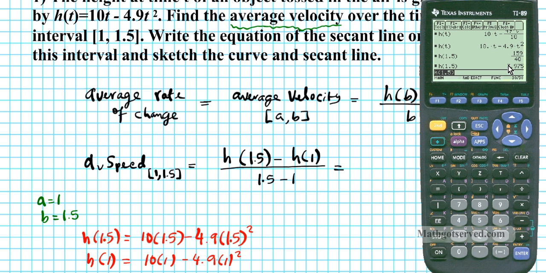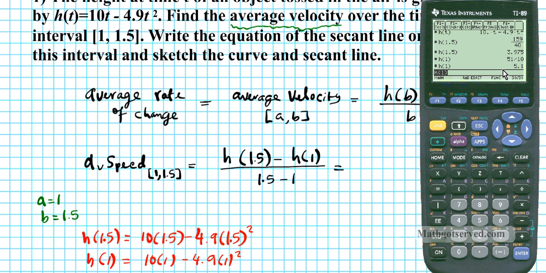3.975. You see, instead of typing all this process over and over again, you can just do it in one step. And I also need h of 1. Okay, so h of 1 is move the cursor to the right, go into the parentheses, delete 1.5, make it 1, press enter. I like decimal, so 5.1. Okay, so you see how we can quickly compute the output value of this function for multiple inputs just by changing the argument of our h of t function.